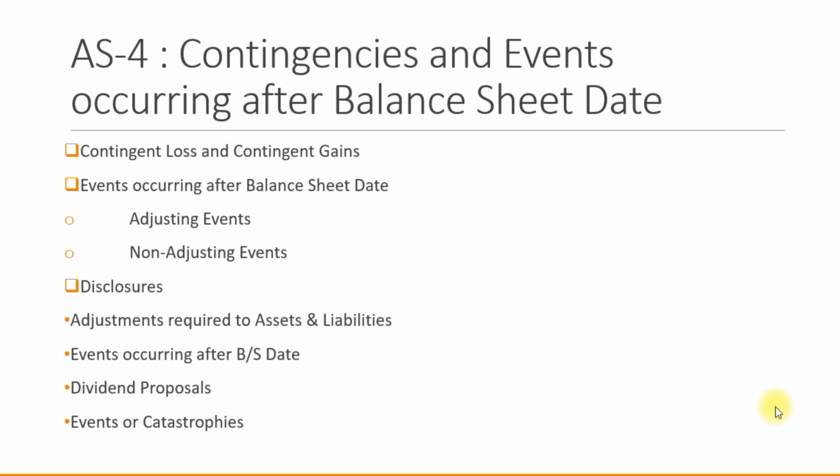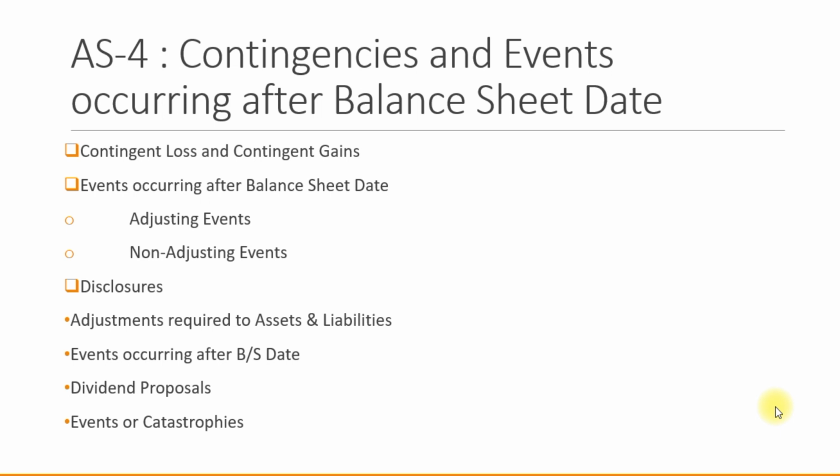Accounting Standard 4: Contingencies and Events Occurring After Balance Sheet Date. In this section, we go through events after balance sheet dates, events that are adjusting and non-adjusting, events of specific nature, going concern, or any problems which we encounter. This is a mandatory standard.